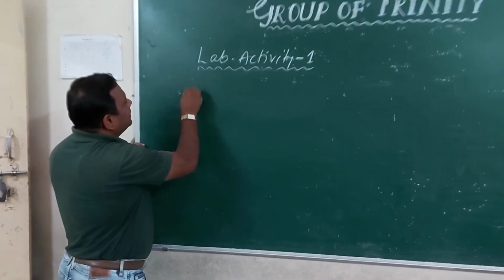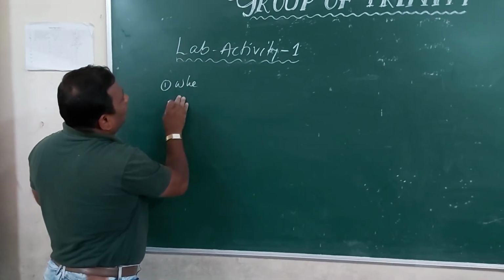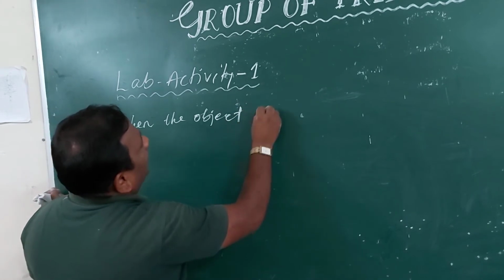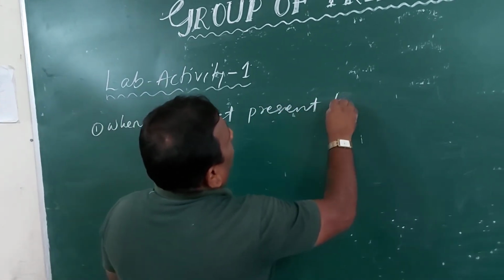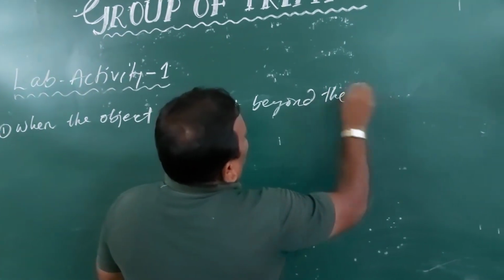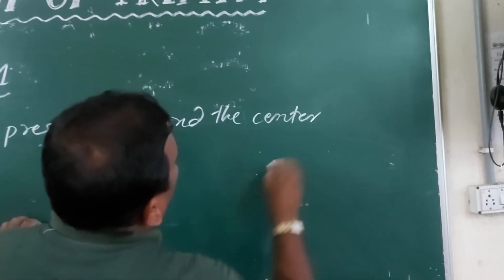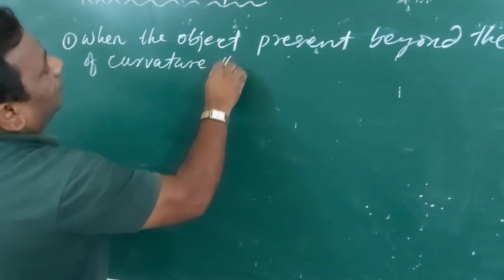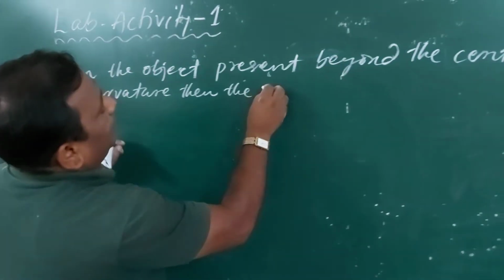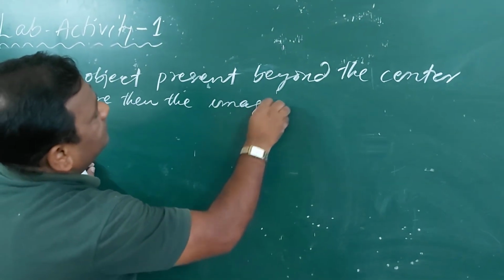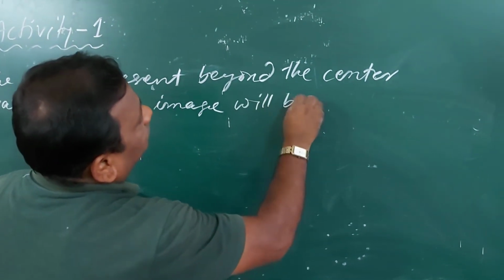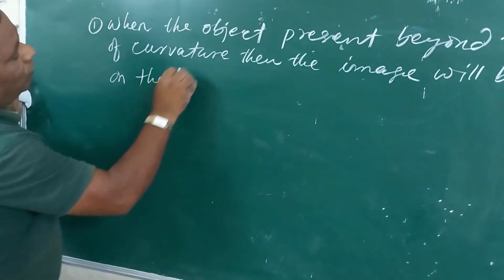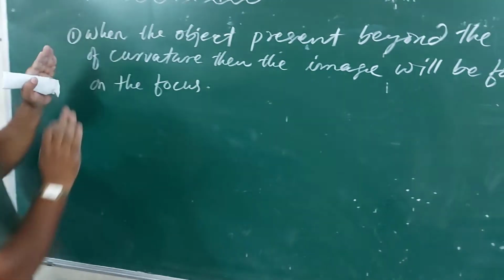Okay, so first, point 1: when the object is present beyond the center of curvature, then the image will be formed on the focus. This is point 1, right?